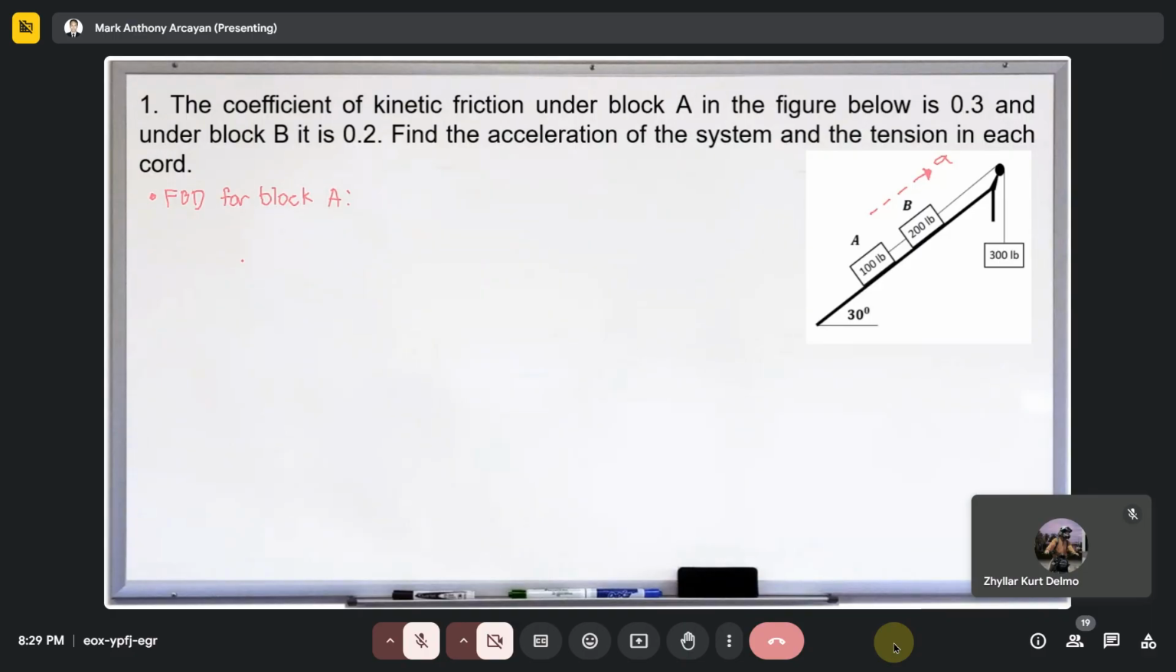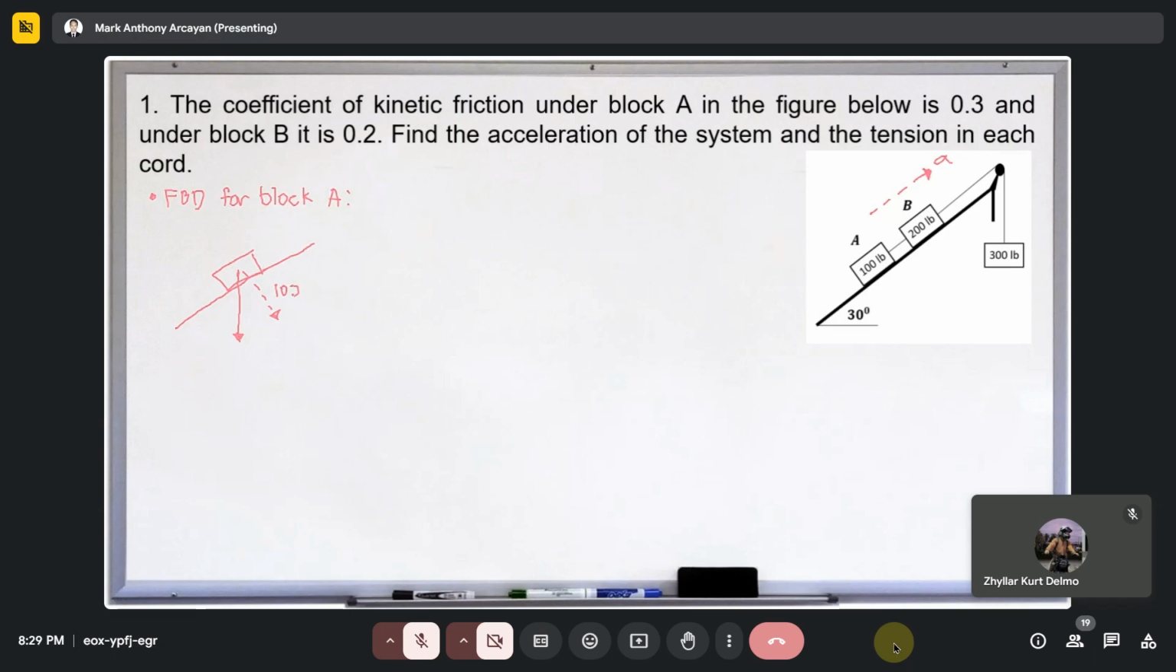Okay, let's continue with the FBD. For A, remember that it is inclined at 30 degrees. The first external force, obviously, is the weight. Specify the weight. Then we resolve that one into two components.